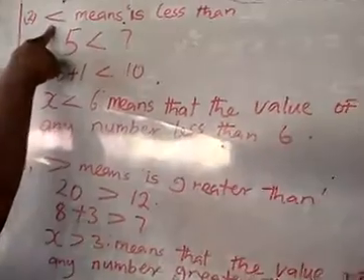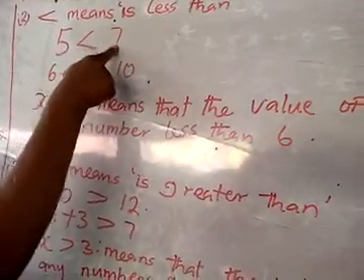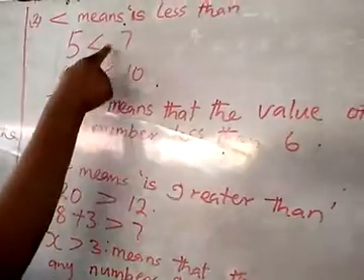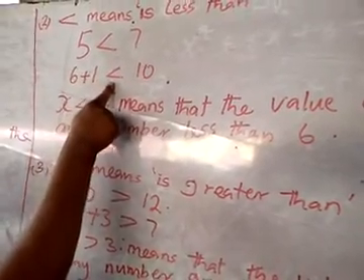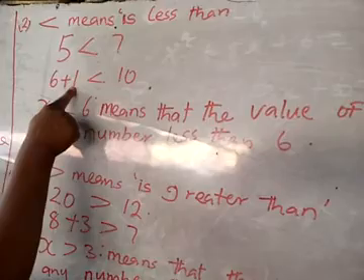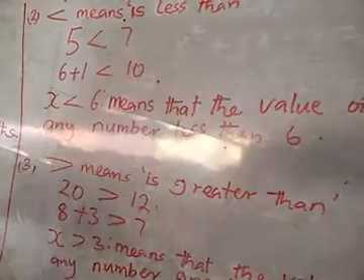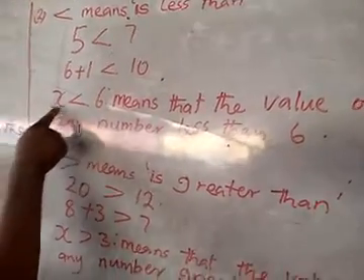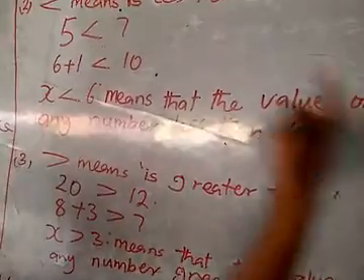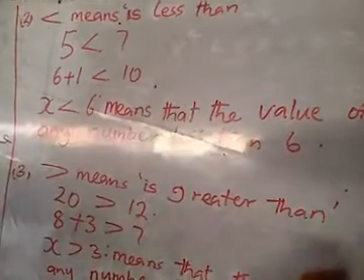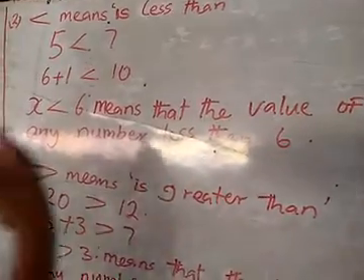Number 2, this sign here means less than. We have 5 is less than 7. And also we have 6 plus 1 is less than 10. When you add 6 and 1, you have 7, and you know that 7 is less than 10. Here now we have x is less than 6. This means that the value of x is any number less than 6. That is, the value of x can be 5, 4, 3, 2, and so forth.